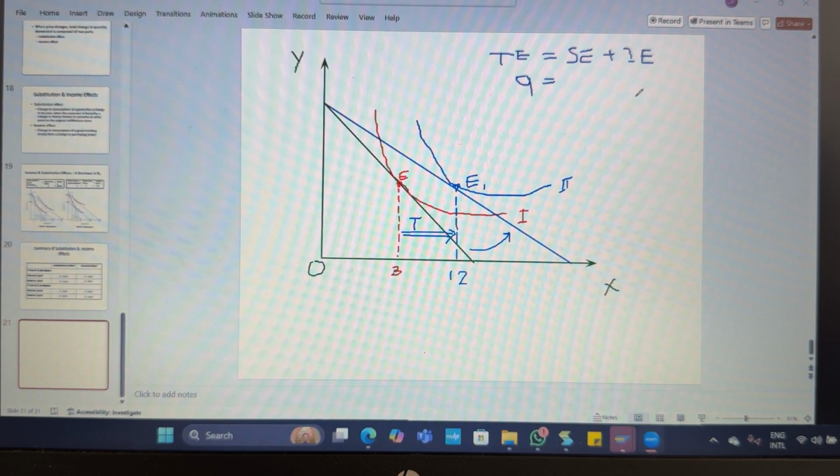Now, from the theory we know that this is your initial income, this is the price of X. If the price of X declines, you know what has happened to your real money income? It has gone up. That's why you're purchasing more. Okay, clear?